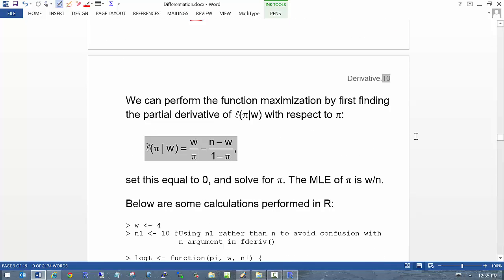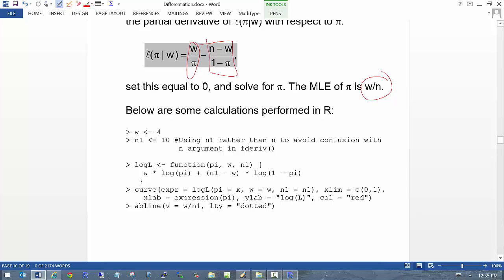And if we were to try to find the maximum likelihood estimate, the first thing that we would do is find the derivative of the log likelihood function. That's simply w divided by pi minus n minus w divided by 1 minus pi. Next, we would set this equal to 0 and solve for pi. If you do that, you find the maximum likelihood estimate is w divided by n, in other words, the proportion of successes. So let's take a look at some R code that helps show this, and then we'll start looking at the derivatives in a numerical manner.